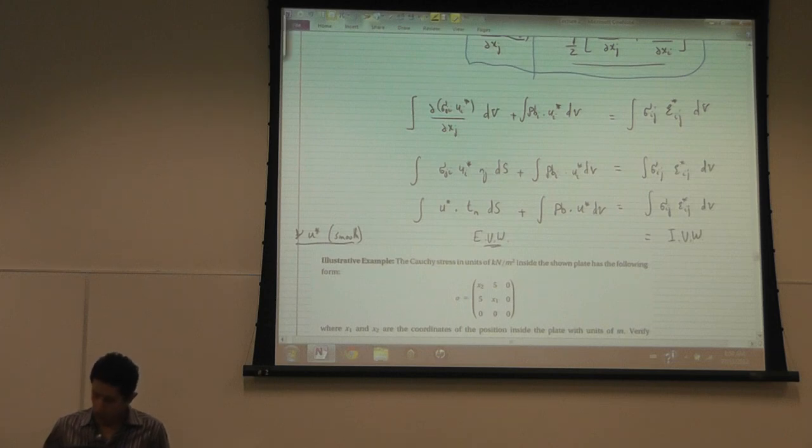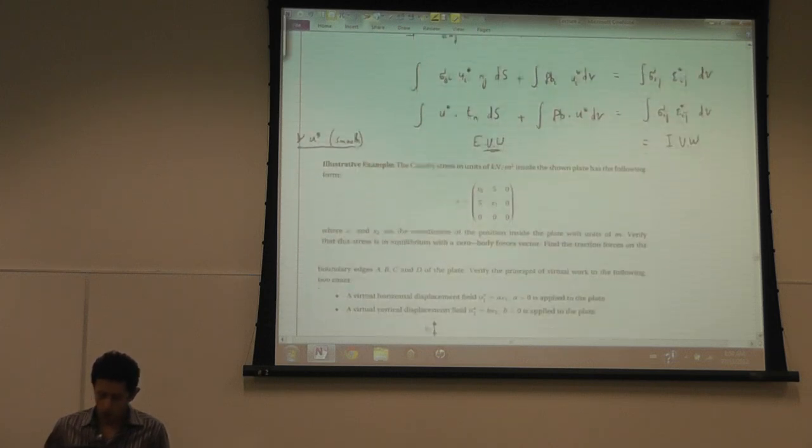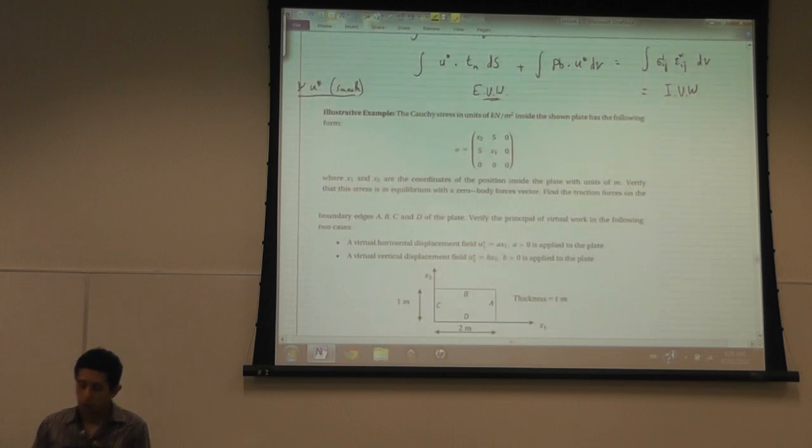Now, then you have an illustrative example. The function of the illustrative example is just to make you understand what all these things are.